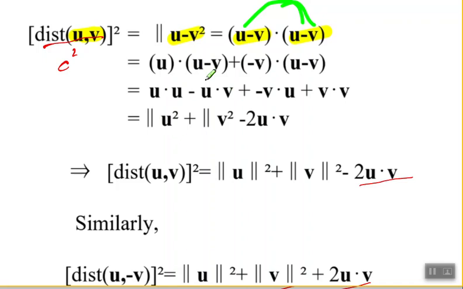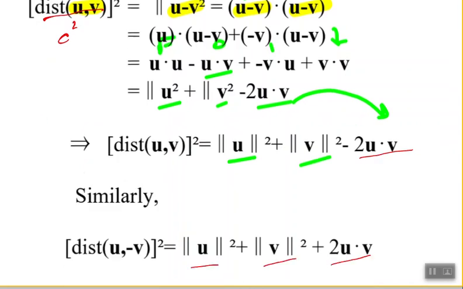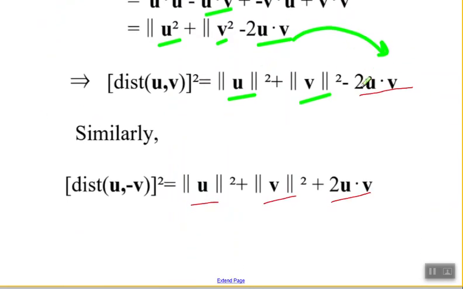So u dot u and u dot v. It's kind of like FOIL, our first terms, outer terms, inner terms, and last terms, just like we had in Algebra 1. And so that is going to be the magnitude of u squared plus the magnitude of v squared minus 2uv. So the distance squared is the magnitude squared plus magnitude squared, and this becomes minus 2uv. And if I did the negative, I would get the exact same thing, except that would be positive, right? Because we would have a negative v in that case.